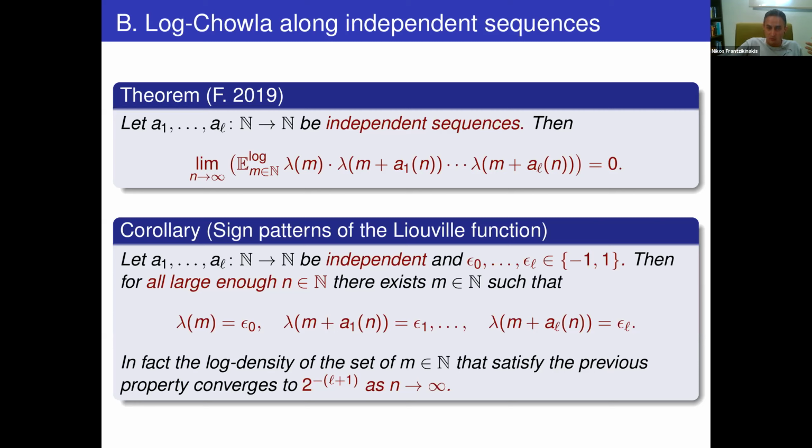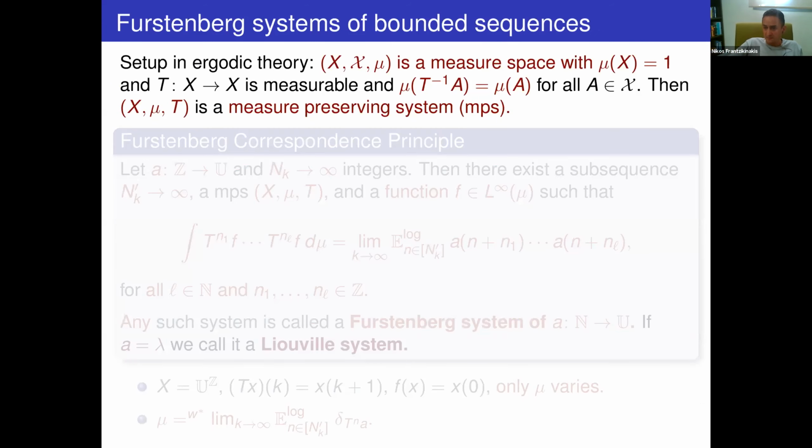So I will construct now a system. You give me any bounded sequence, I will construct a measure preserving system that models its statistical properties. So this is probably the most important slide in terms of notation. If you don't understand something, please ask me, because I will use this all the time.